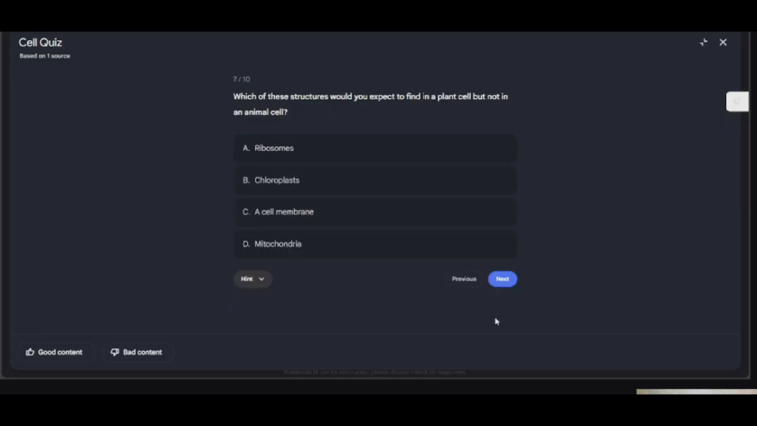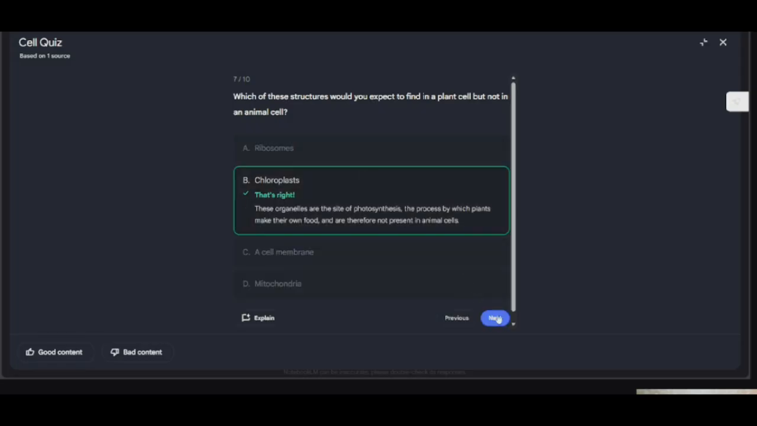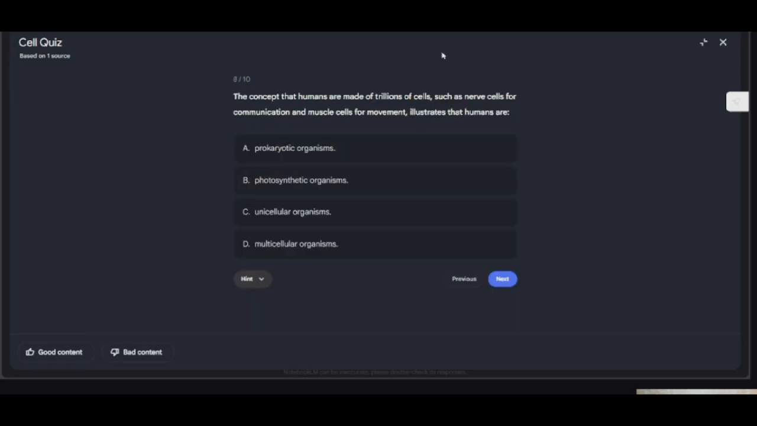Which of these structures would you expect to find in a plant cell but not in an animal cell? Ribosome, chloroplast, cell membrane, or mitochondria. Which of these structures would you expect to find in a plant cell but not in an animal cell? The concept that humans are made of trillions of cells, such as nerve cells for communication and muscle cells for movement, illustrates that humans are prokaryotic organisms, photosynthetic organisms, unicellular organisms, or multicellular organisms. Humans are made of trillions of cells.